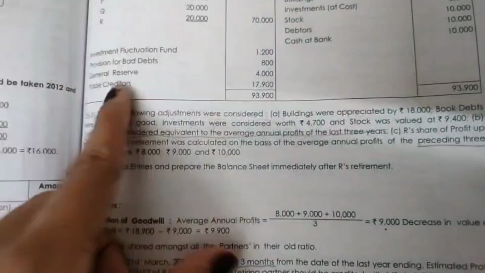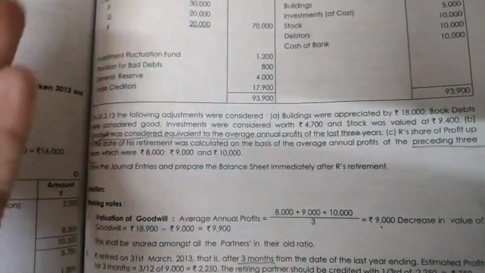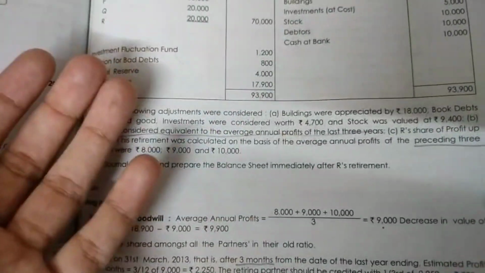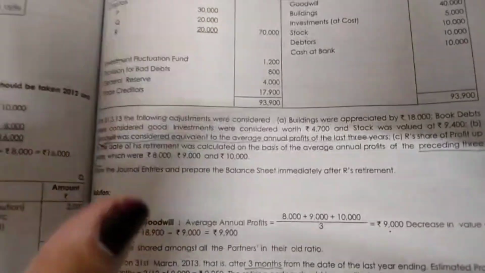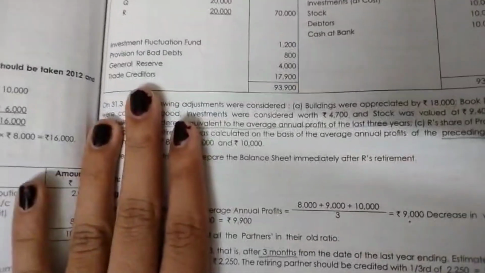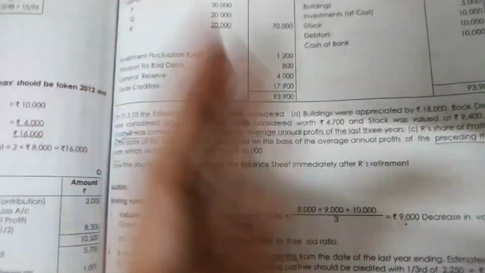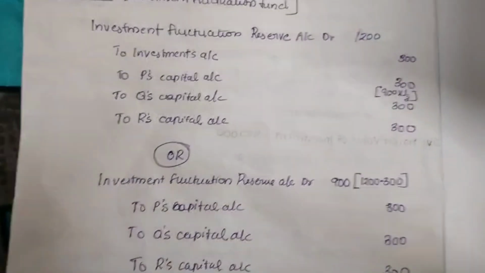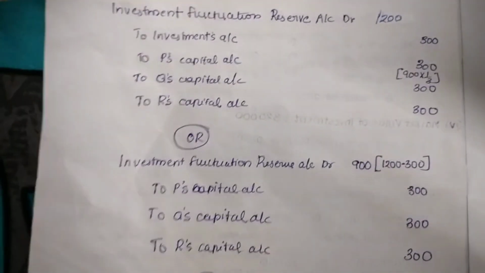Now, I can share this investment fluctuation fund directly with the partners, or you can also first credit it to the revaluation account, and from the revaluation account you can share it with the partners. Okay, so that is the method which our study mat has followed. I will show you the clear differences between the journal entries of this investment. Okay, now let me explain the portion of investment fluctuation fund.